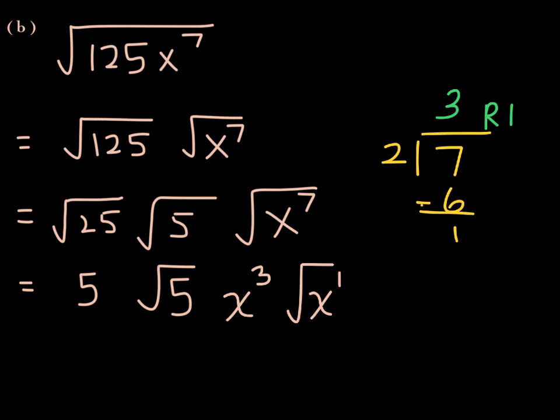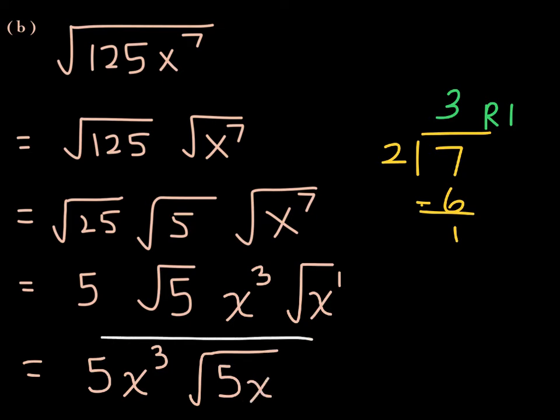So we're done. The only thing we have to do now is kind of clean this up. So this becomes 5 times x cubed times the square root of 5x, okay? So this is the simplification of that expression.